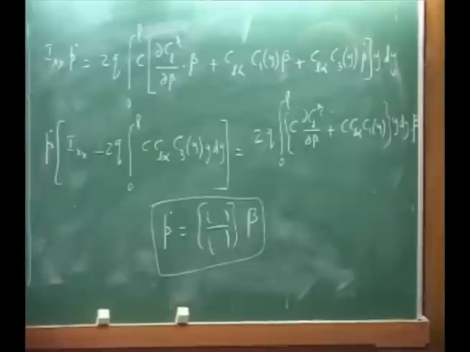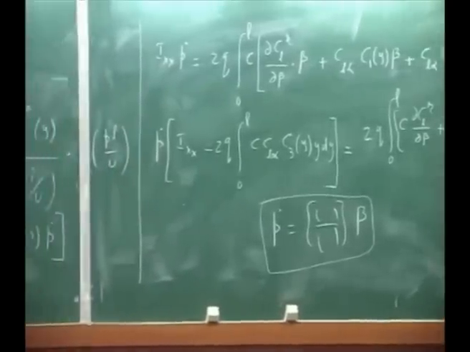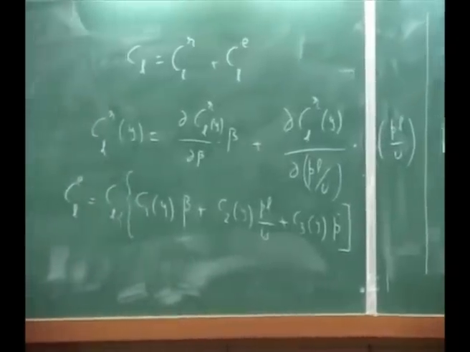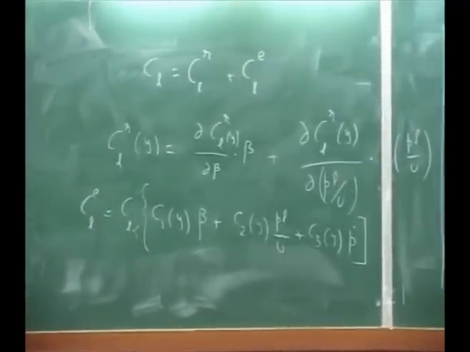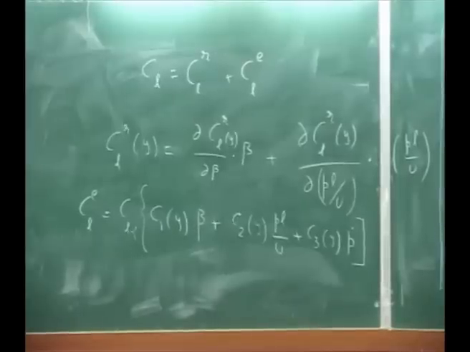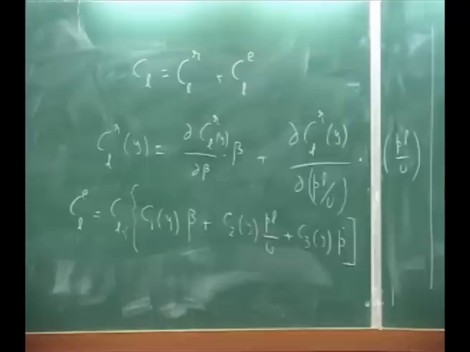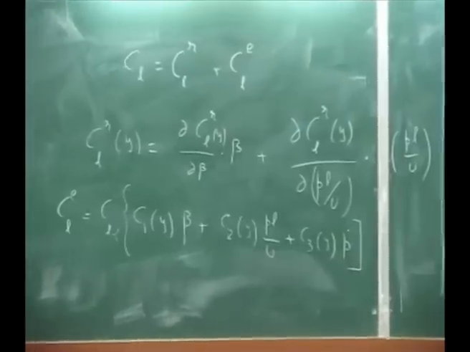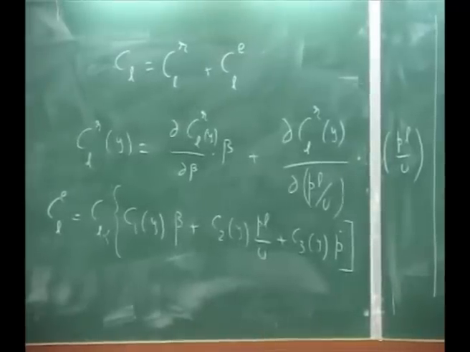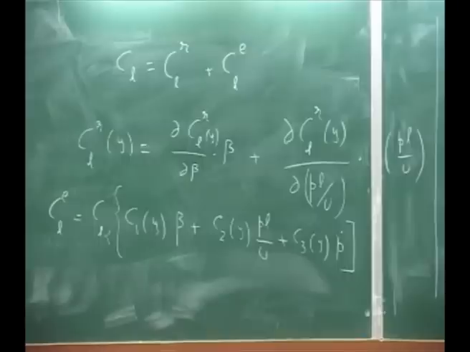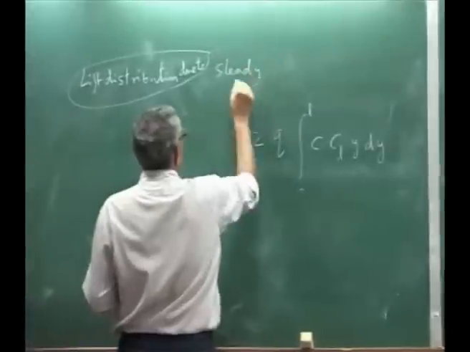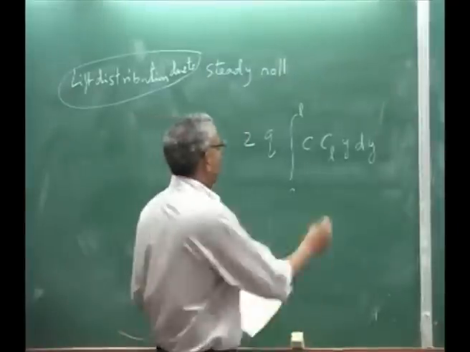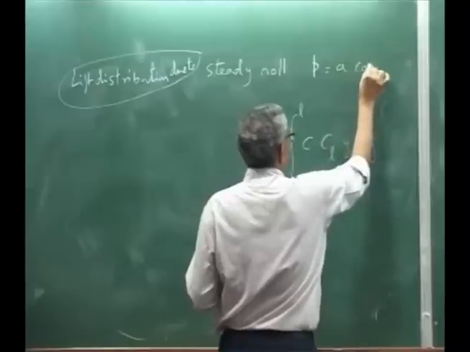The next problem is the lift distribution due to steady roll. Steady roll means what? Moment is 0. So that problem you need to write in this fashion. Lift distribution due to steady roll, that means P is a constant.